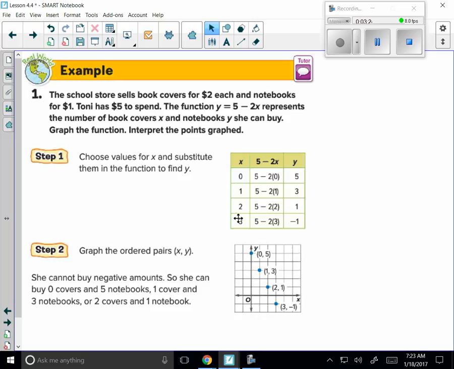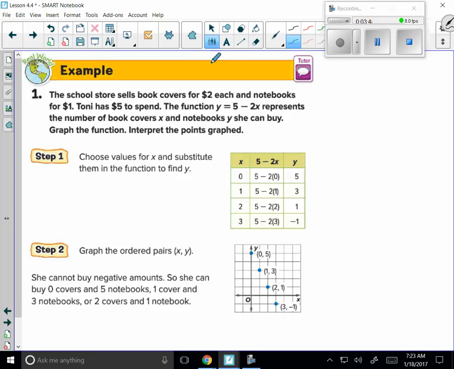So this is example 1 on page 296. It says the school store sells book covers for $2 each and notebooks for $1. Tony has $5 to spend. The function y equals 5 minus 2x represents the number of book covers x and notebooks y she can buy. Graph the function and interpret the point. So I always would start with a table like this.